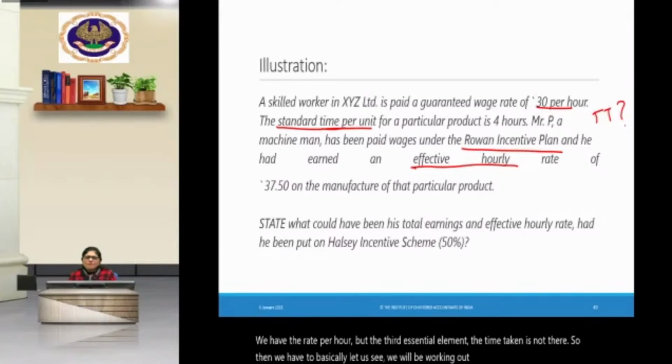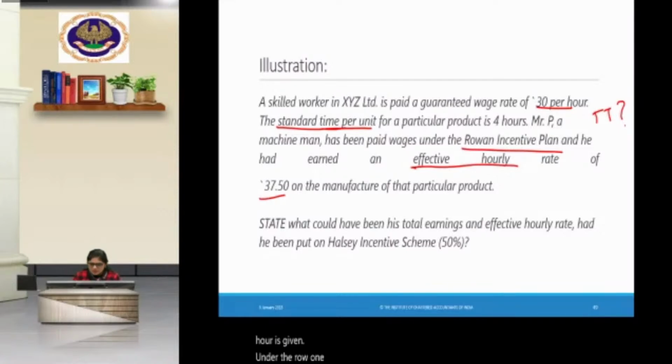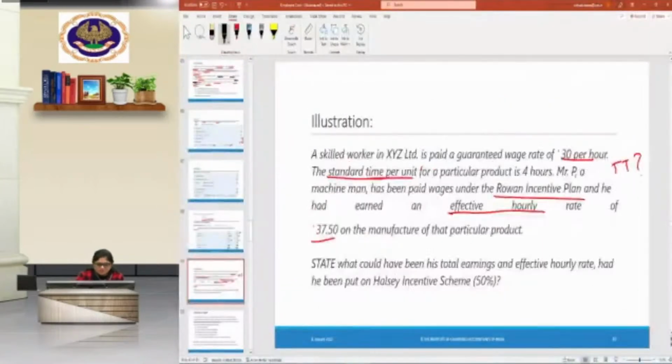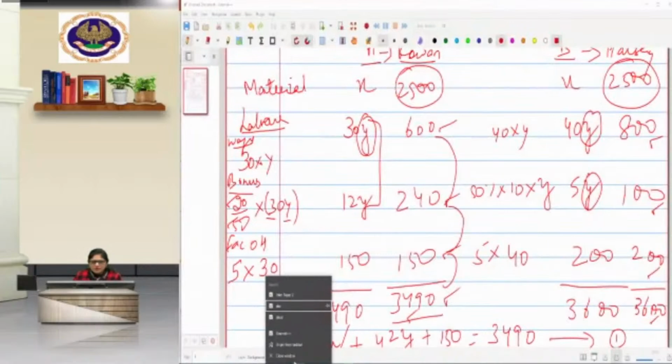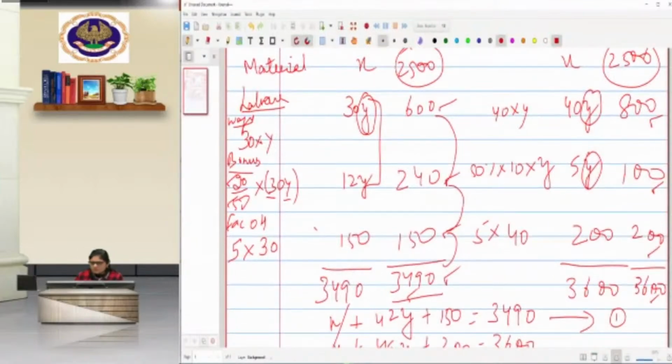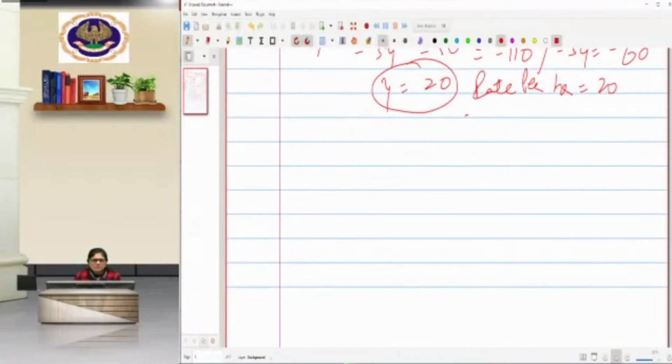37.5 is the effective hourly rate which they have given. Hourly rate is given. So 37.5 is the rate per hour. Effective rate per hour is given under the Rowan scheme. Clear? So now how we are going to do? All right, so I'm moving. Let us just try to solve this question. So under the Rowan plan, we have been given the information first. So they are saying the effective hourly rate under the Rowan was 37.5 per hour.